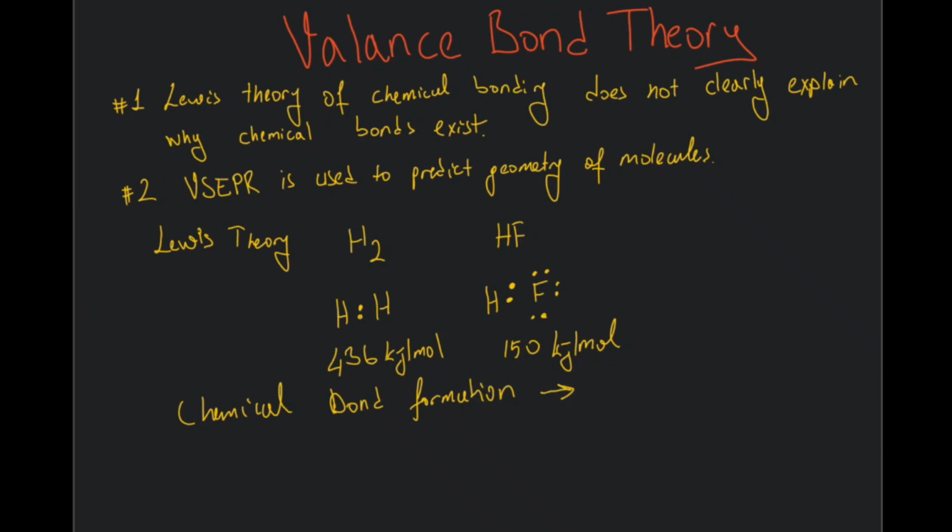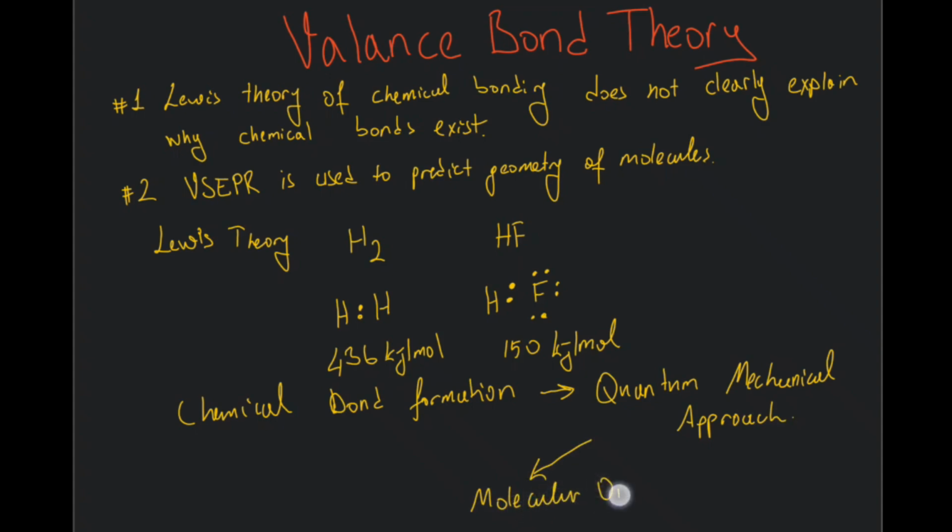To understand chemical bond formation, we basically need a quantum mechanical approach. We have two theories. One of them is molecular orbital theory, or MO theory. The other, and today's topic, is valence bond theory, or VB theory. Both theories depend on the quantum mechanical approach, and today I will talk about the valence bond theory.